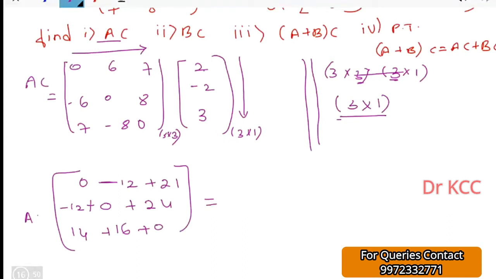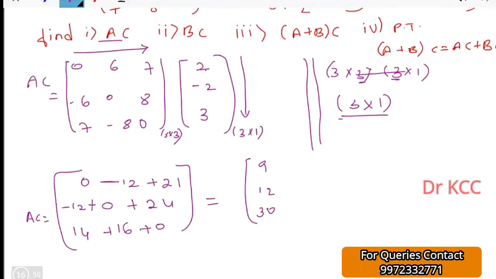So what is AC now? 21 minus 12, 9. ನೀವು calculators ಪಕ್ಕದಲ್ಲಿ ಇಟ್ಕೊಳ್ಳಿ. 24 minus 12, 12. 14 plus 16, 30. So this is your AC. So AC is found out. So ನಿಮಗೆ ಇದಕ್ಕೆ 1 mark allot ಮಾಡಿರ್ತಾರೆ. So you got 1 mark now.